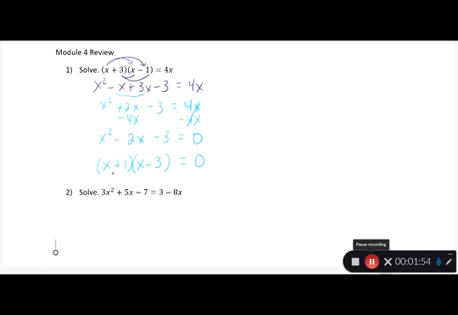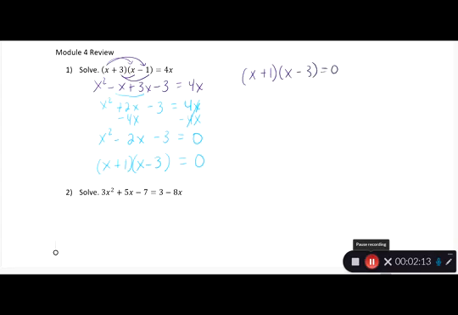If we FOILed this to check, we'd get x times x is x squared minus 3x plus 1x minus 3. Negative 3x plus 1x gives me the negative 2x, so that's good. Right, so now we have it factored.